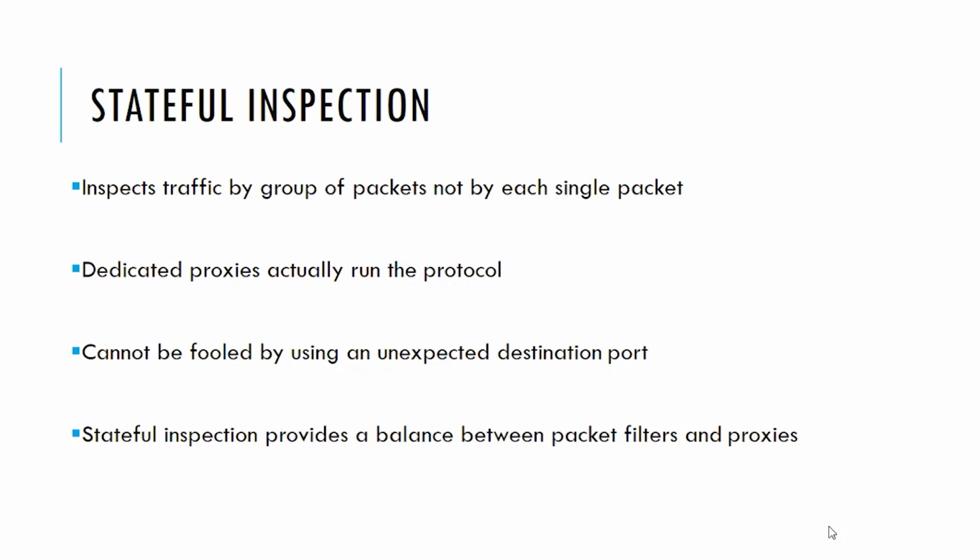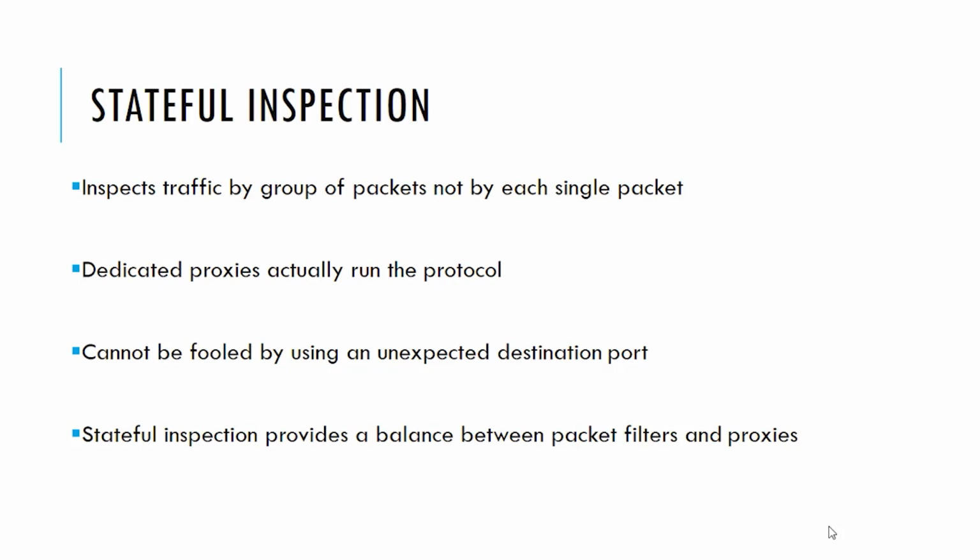It inspects traffic by groups of packets, not by each single packet, maybe 5 by 5 or 10 by 10. It has dedicated proxies actually running the protocol, so the user machine inside your internal network is not in direct communication with your server on the internet. So this stateful inspection cannot be fooled by using an unexpected destination port. It cannot be fooled by one malicious packet or a series of malicious packets.